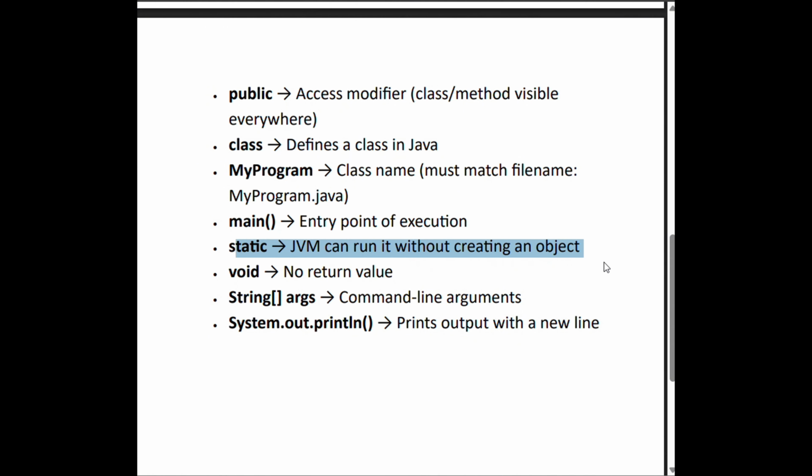JVM can run it without creating an object. Void, no return value. String[] args, command line arguments. System.out.println prints output with a new line. So this is how a Java program is written, compiled and executed.